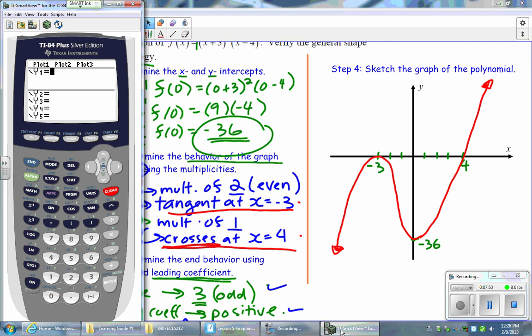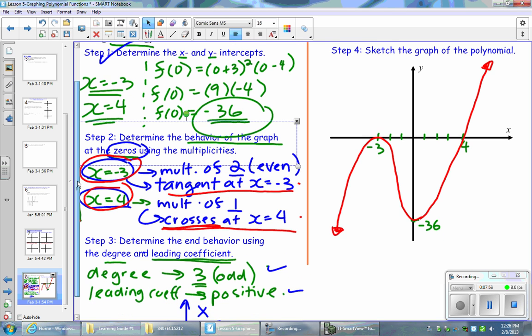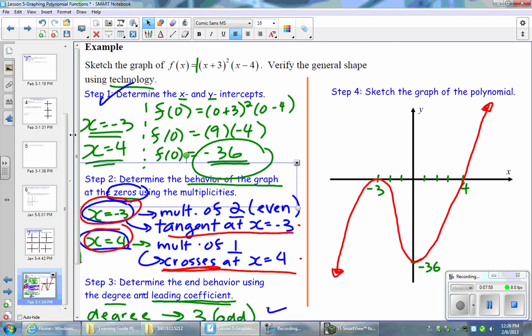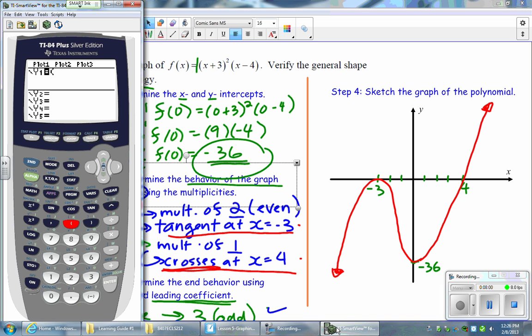So go into your y equals screen, plug in the original function, which is, let me just show it here. The original function is right on top there, and it's x plus 3 squared. And finally, we have a factor of x minus 4. Okay, so if we graph this, for now we'll use a Zoom 6 standard, and we'll change it if we need to. And we do.